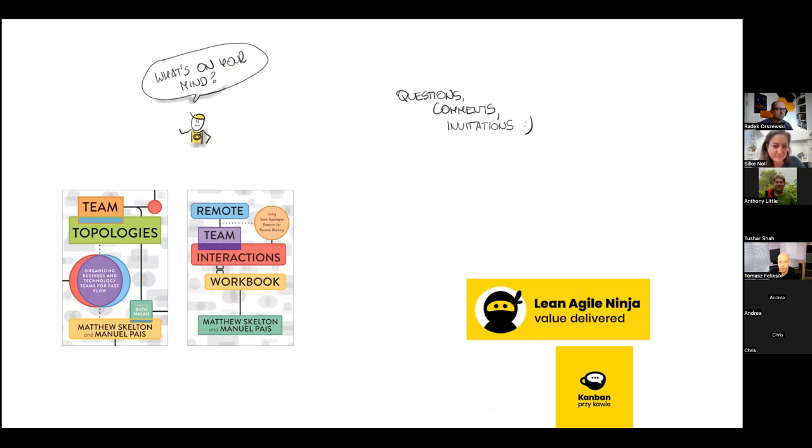Yeah, I just wanted to say it was opening my mind, actually, because team topologies is something I was thinking about reading the book, and you gave me today a good reason to do it at least. Okay. Next time.